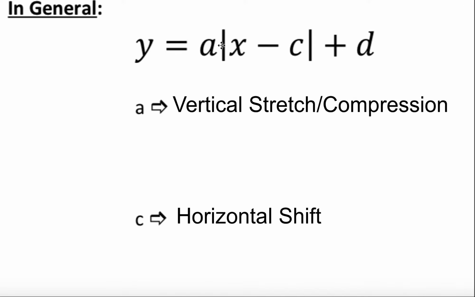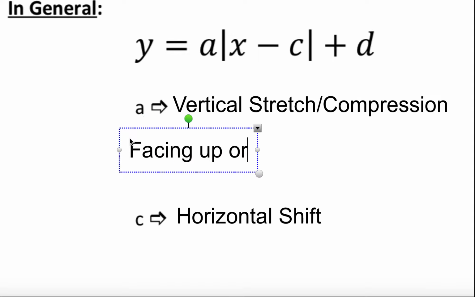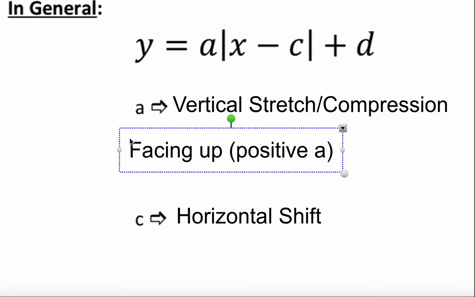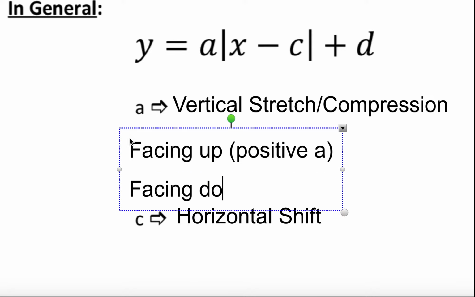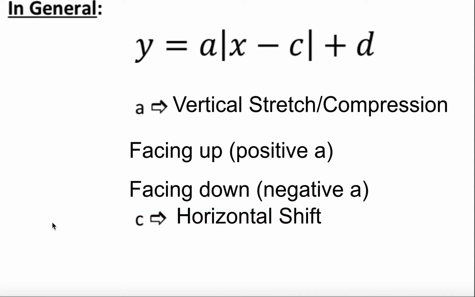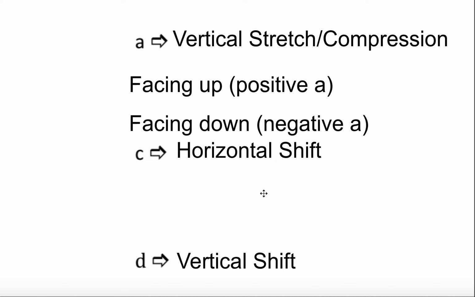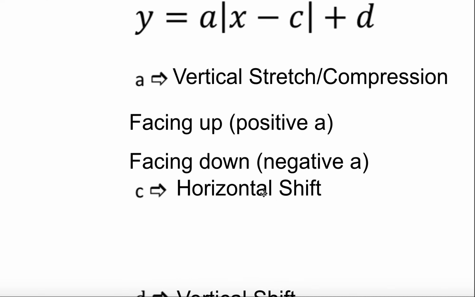And with that being said, A out front is the vertical stretch or compression. It also shows us whether it's facing up or down. Facing up is a positive A value, and facing down would be a negative A value. The C is going to give me my horizontal shift. It's always the opposite inside the bracket, so if it was negative C, I'd go positive. If it was positive C, I'd go negative. And the D value is the vertical shift. It's just going to be up or down exactly the same as it's written.